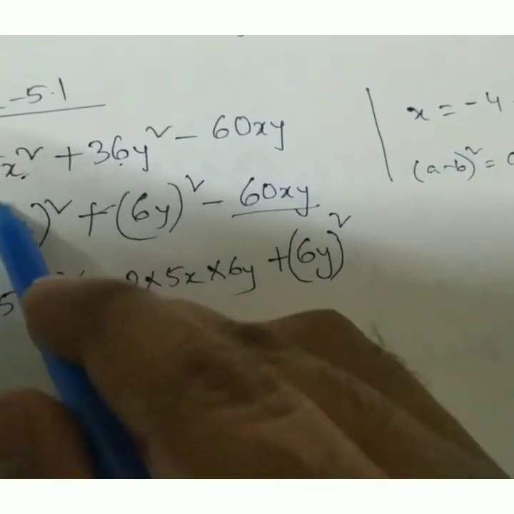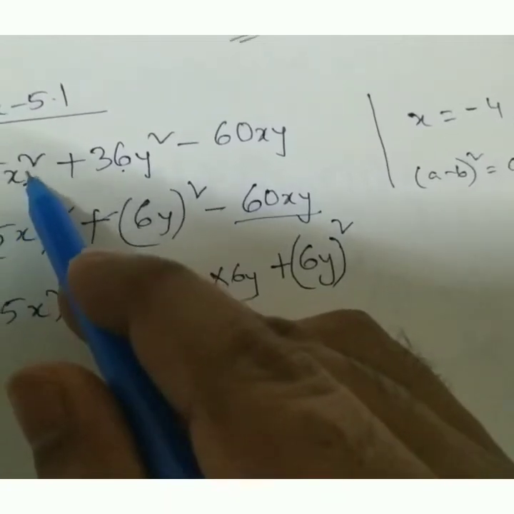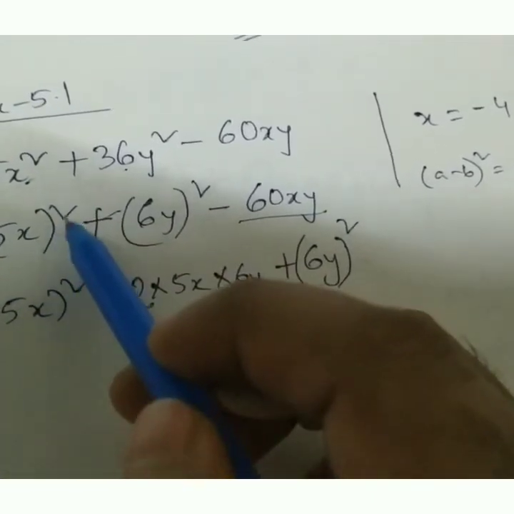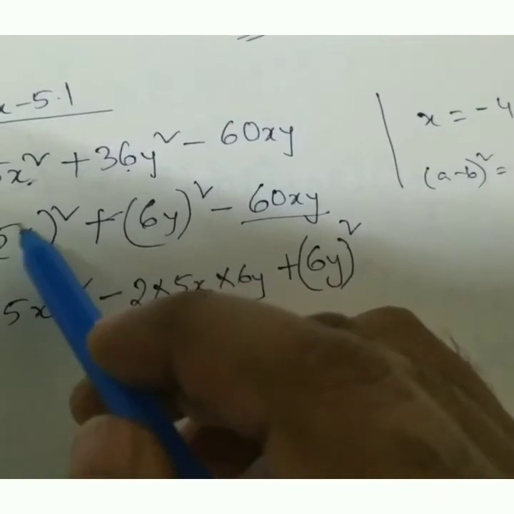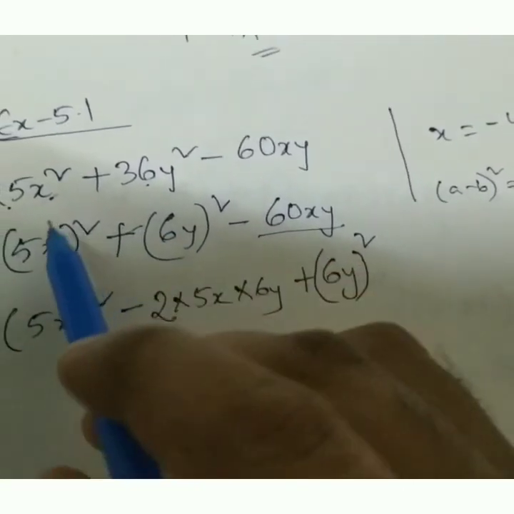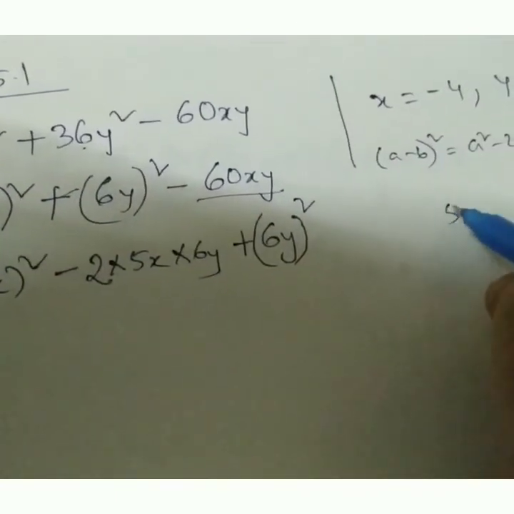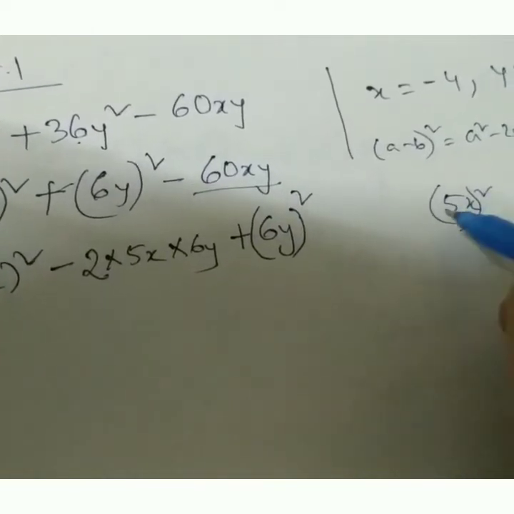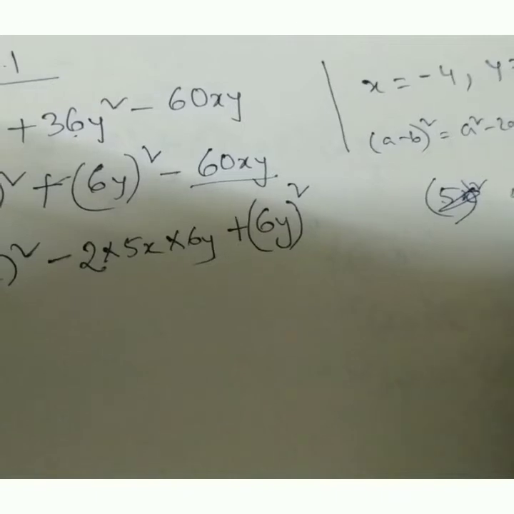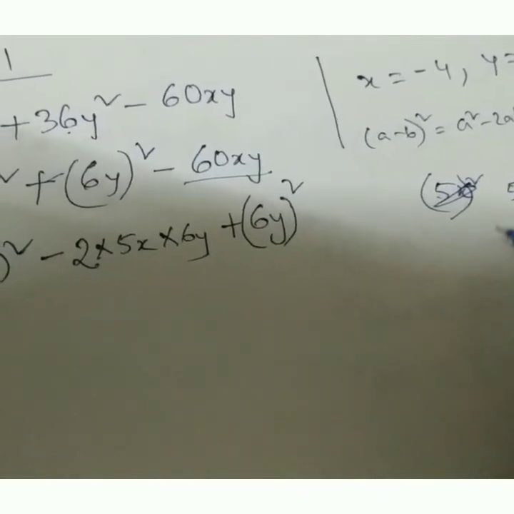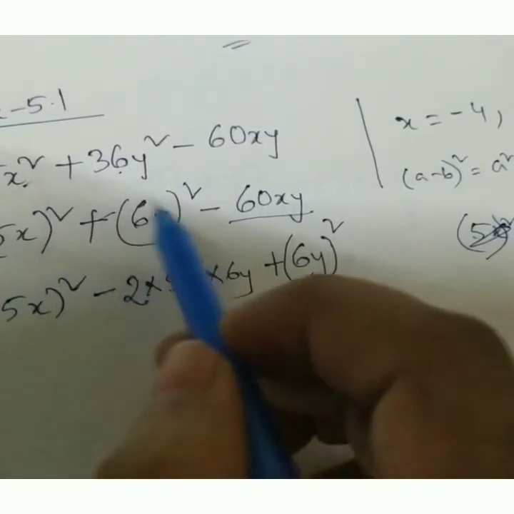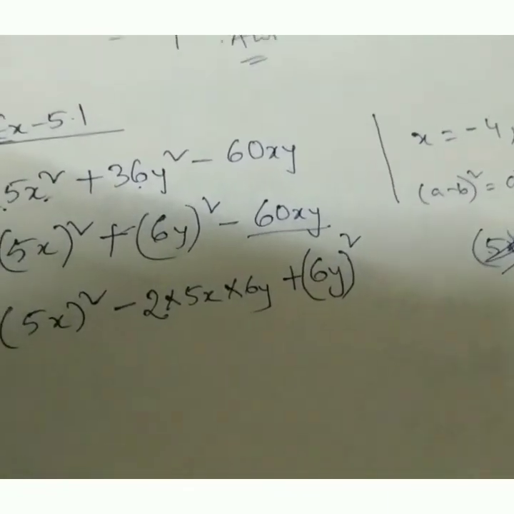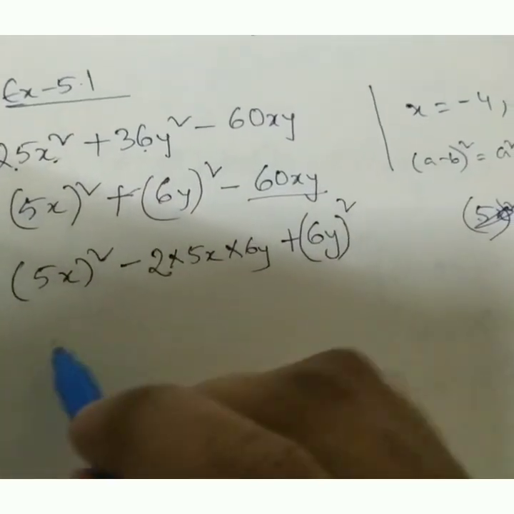Always remember this because it's 25x square. So 5x whole square means 25x square. If you are not putting brackets, if I write just 5x square instead of writing brackets over here, what does it become? The value is just 5x square. So I need to always put the brackets. Okay, so now I can reduce it very easily.